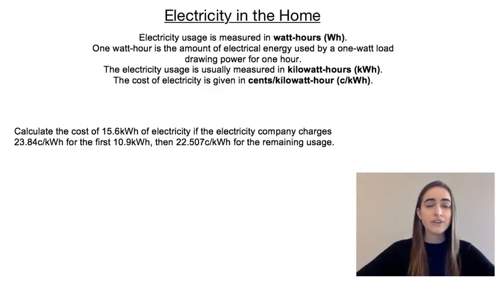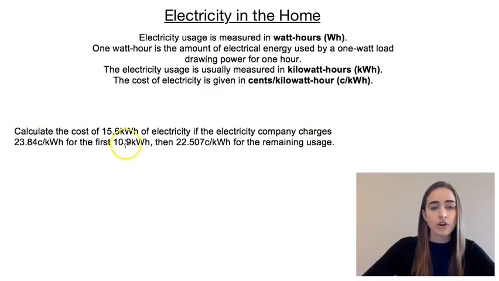So we've got an example here that asks us to calculate the cost of 15.6 kilowatt hours of electricity if the electricity company charges 23.84 cents per kilowatt hour for the first 10.9 kilowatt hours, and then it charges 22.705 cents per kilowatt hour for the remaining usage. So anything over that 10.9 is charged at a cheaper rate.